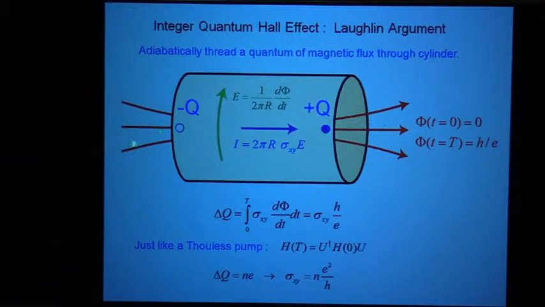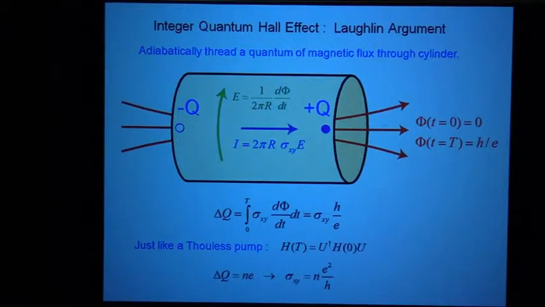So the process of adiabatically advancing the flux by h over e is just like a Thouless pump. Okay, so you've come back to where you started. The question then is, viewing this cylinder as a one-dimensional system, you could imagine that a charge could be transferred from one end to the other. And that is exactly what happens in the integer quantum Hall effect, because in the integer quantum Hall effect, you have a Hall conductivity.